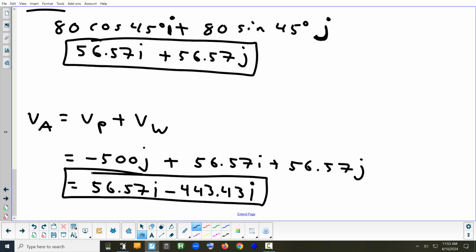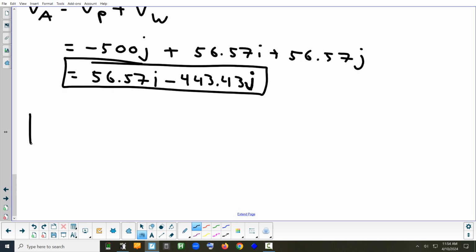So that represents the actual vector for the plane. Wait, wouldn't it be j? Yeah, j, thanks. That's j. All right, now what I want to know is this. That's the ground speed of the plane. That's the actual speed the plane is moving above your head. What would be my formula to find the actual speed of the plane?